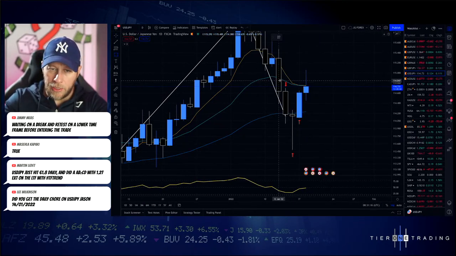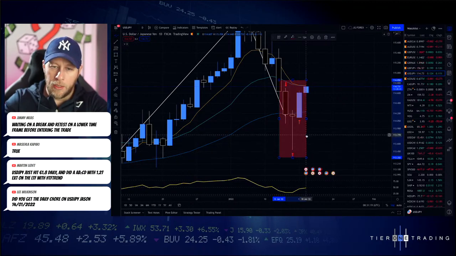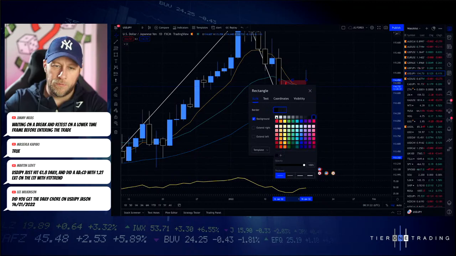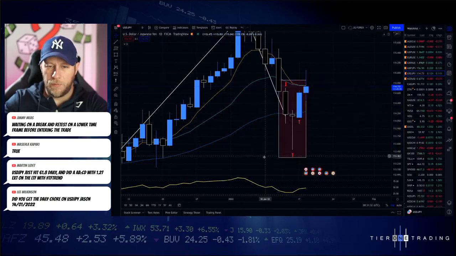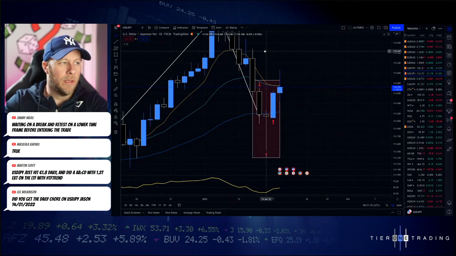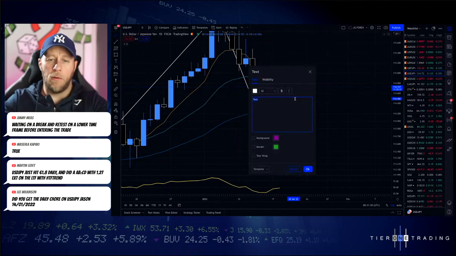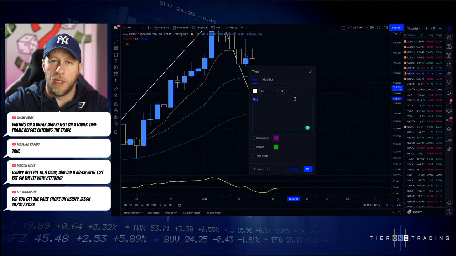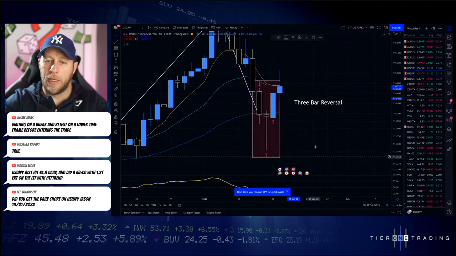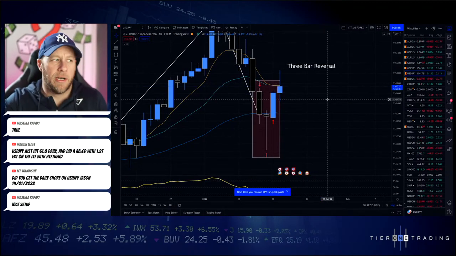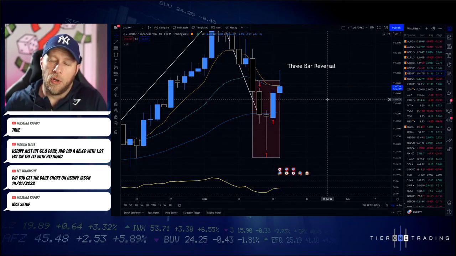So this setup right here is what we call a three-bar reversal. That there is a three-bar reversal. And that can be used in both. It can be used in a trend trade when you catch it at the bottom of an outside return or a retracement, or it can be used at a major level of structure for a counter move. It's quite an aggressive way to enter a structure, a reversal move. Very aggressive way, but it's really nice for continuations.